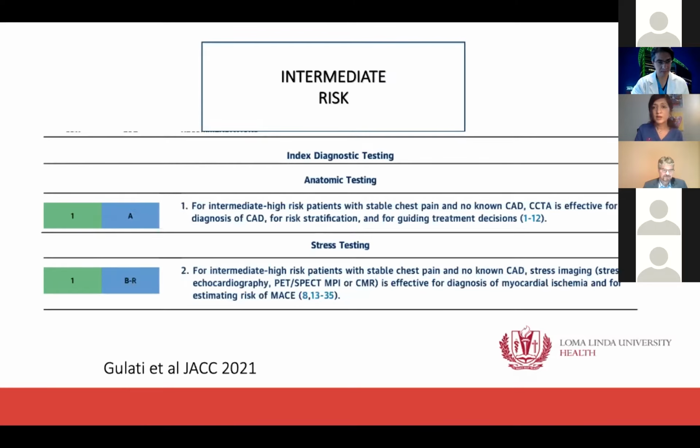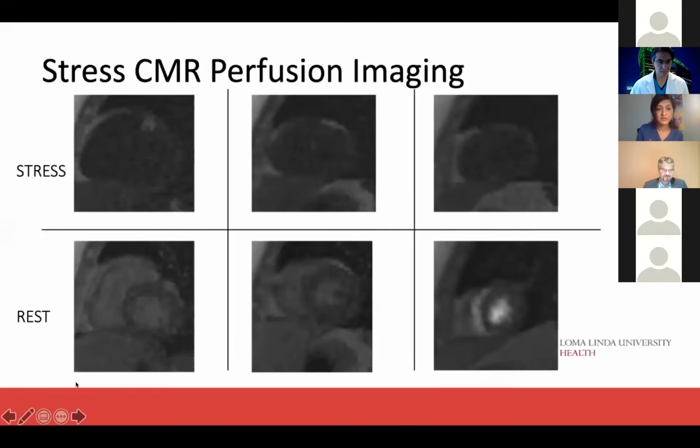So if we look at the present guidelines that were just released, this patient falls into that intermediate risk category. And if we look further in the intermediate risk category, stress CMR falls into that 1B category for intermediate to high risk patients with stable chest pain and no known CAD. Stress CMR can be performed. So a stress CMR was performed for this patient.